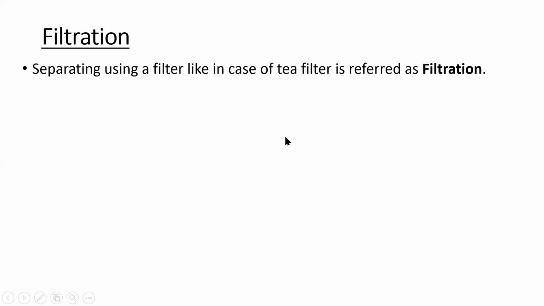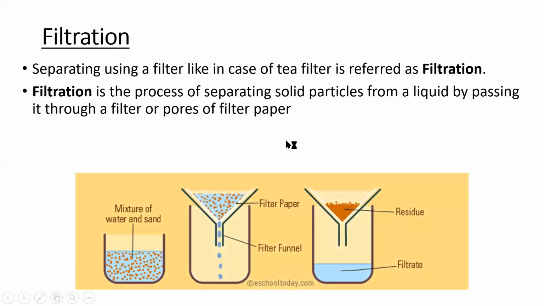Separation using a filter, like in the case of a tea filter, is referred to as filtration. Filtration is a process of separating solid particles from liquid by passing that liquid through the filter or pores of filter paper. So as you can see here in the diagram, a mixture of water and sand is shown. In this conical funnel, if we use filter paper and pour this mixture through it, then only the liquid, that is called the filtrate, will pass into the beaker, and the unwanted component, that is the sand, will remain in the paper.